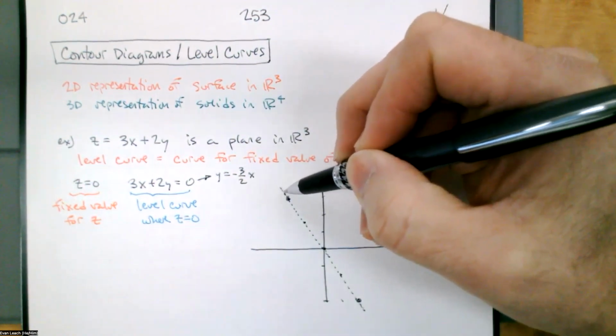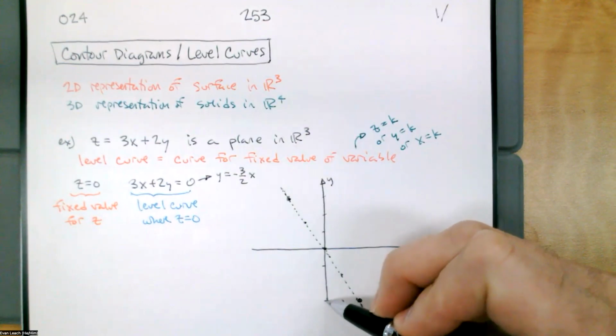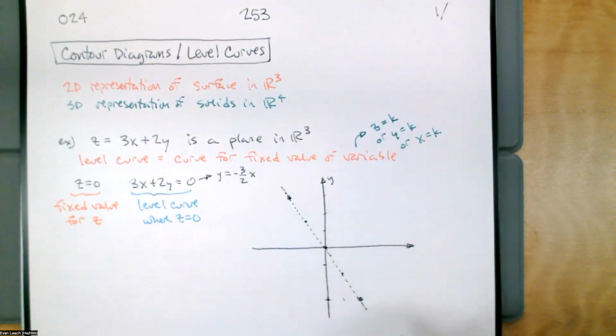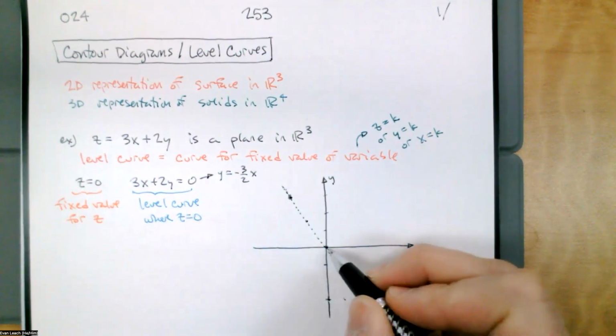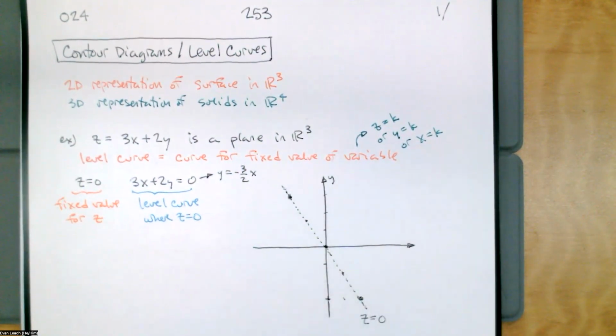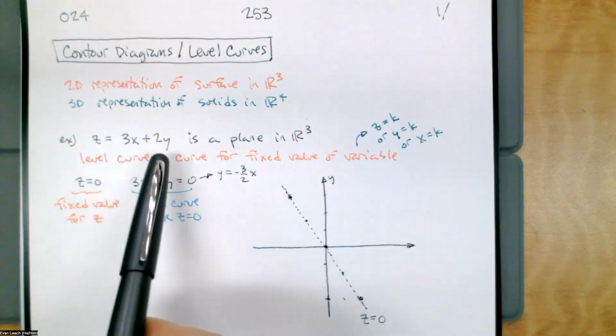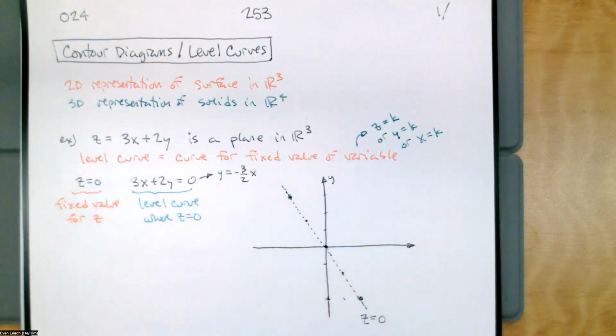All the x and y along this line is where z is equal to 0. So I could label that. This is the contour where z is equal to 0. If I plug in the point 0, 0, I get 3 times 0 plus 2 times 0 is 0.